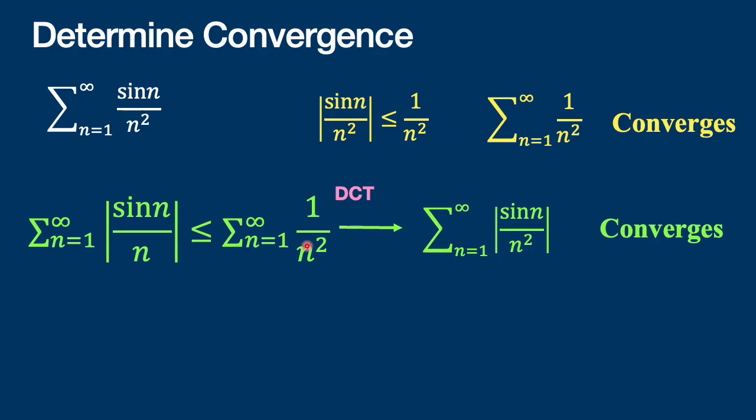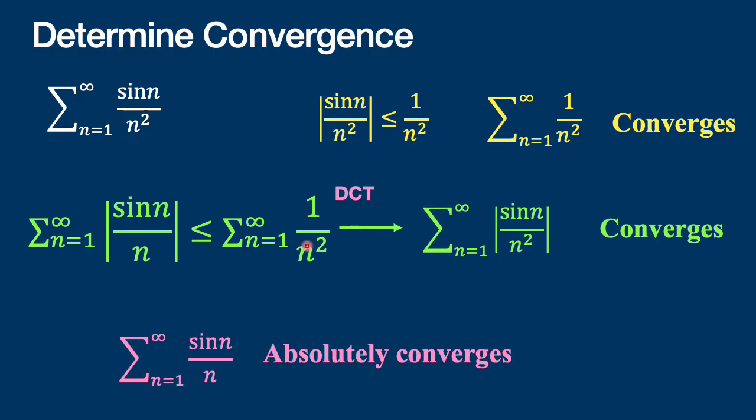Now, you take the absolute value inside, so every term in the series is always positive, and this series converges, which means the series with absolute values converges. So the original series also converges. We say this is absolutely convergent.